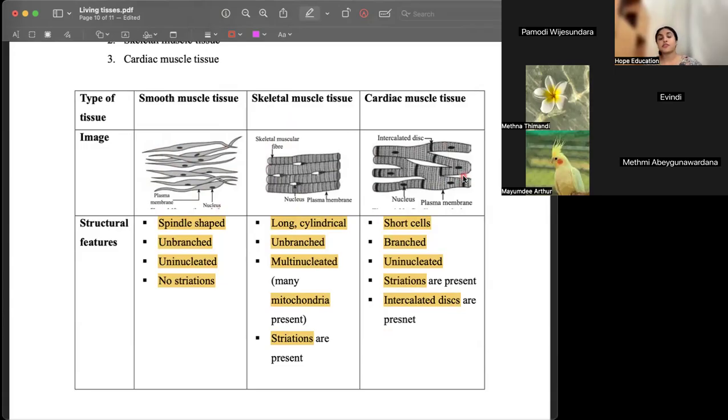Then the nucleus: smooth muscle tissue and cardiac muscle tissue are both uninucleated. There is only one nucleus. But only in skeletal muscle tissue you can find several nuclei, so it's multinucleated. Then striations: smooth muscle tissue has no striations, while skeletal and cardiac both have striations. In addition to that, cardiac has something special, that is intercalated discs.